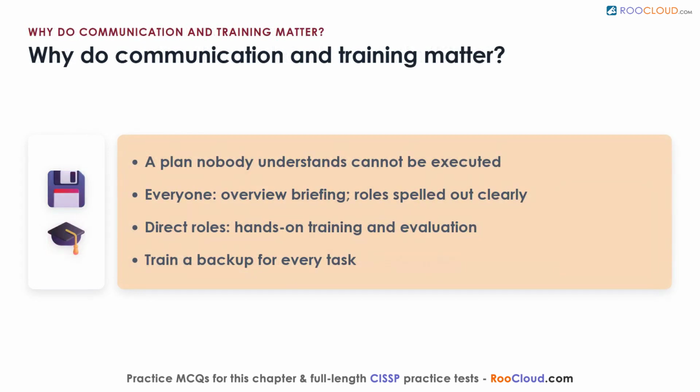Why do communication and training matter so much? Because a plan nobody understands cannot be executed. Everyone touched by the plan, directly or indirectly, needs training on the overall approach and on their own specific responsibilities, and those duties must be spelled out clearly. At a minimum, everyone in the organization deserves an overview briefing, which also reassures staff that leadership has thought seriously about the risks. People with direct roles need deeper, hands-on training and evaluation on their tasks.